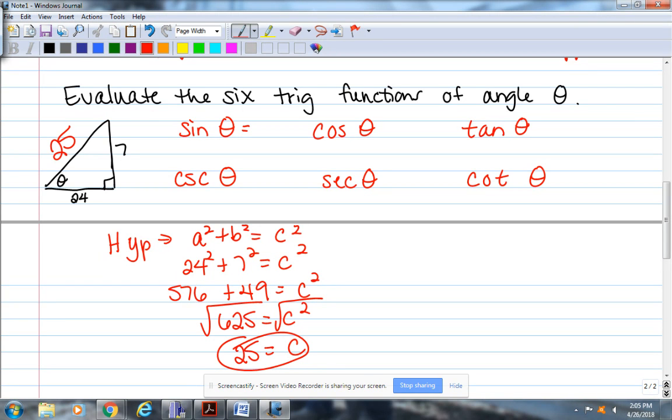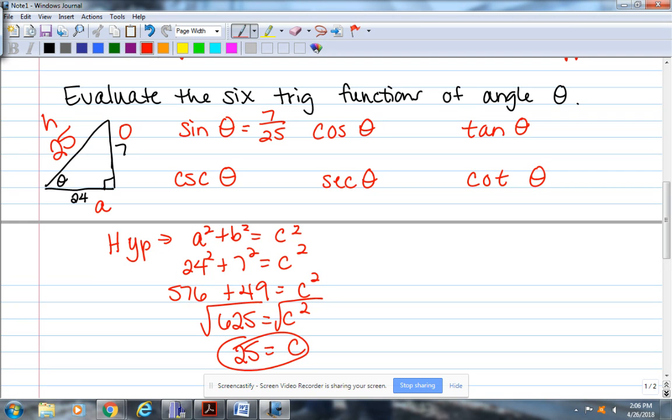So sine theta is going to be opposite over hypotenuse. Now here's theta down in this corner. Which one is opposite from theta? That means it doesn't touch it. The 7 is opposite. I'm going to put an O by 7. So 24 is the adjacent, and 25 is the hypotenuse. You can always pick out the hypotenuse because it's across from the 90-degree angle. Always. So opposite over hypotenuse will be 7 over 25. Is everybody good with that?